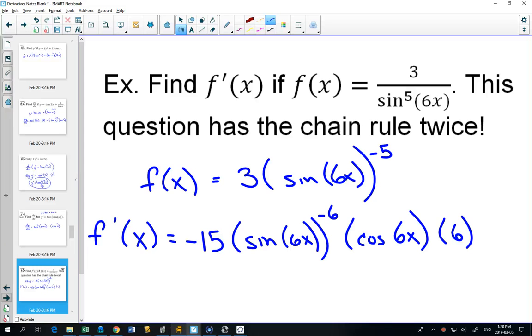So now my outside function is sine, and my inside function is 6x. The derivative of sine is cos, kept the 6x the same, and then multiplied by the derivative of the new inside function, which is multiplied by 6. We could have some fun putting functions inside of functions over and over again, and your derivatives just get longer and longer. Chain rule twice. Okay.